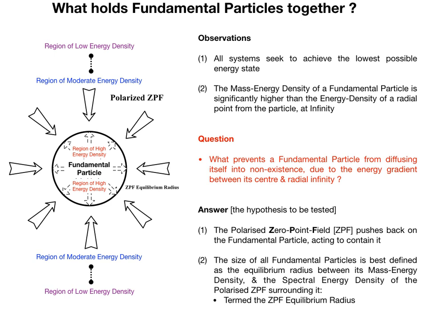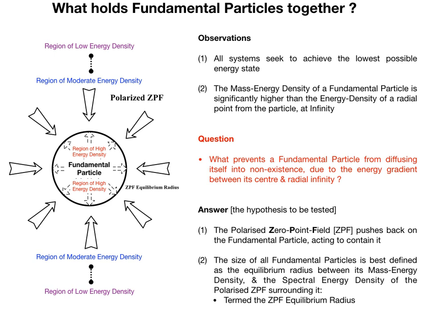Assuming that a radius value exists equilibrating mass-energy density with spectral energy density, we shall denote it as the zero-point field equilibrium radius. To universally address all fundamental particles, we shall ignore the internal structure and forces associated with all composite particles. Therefore, we hypothesize that the value of the zero-point field equilibrium radius coincides with the root mean squared charge radius of the proton and the mean squared charge radius of the neutron.